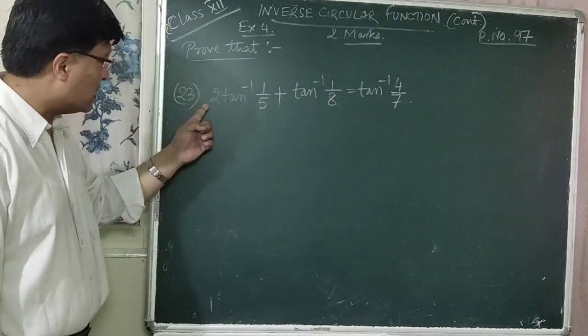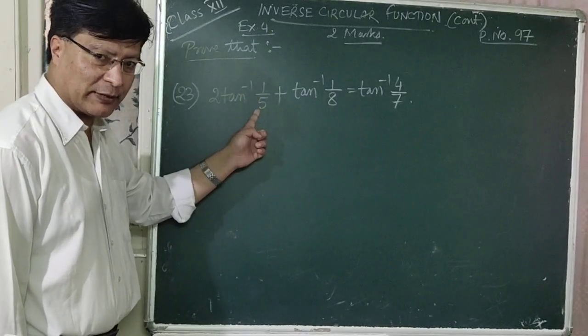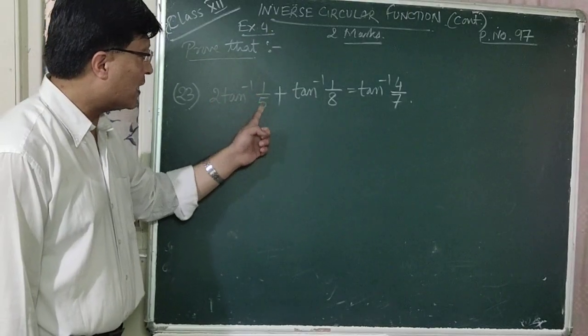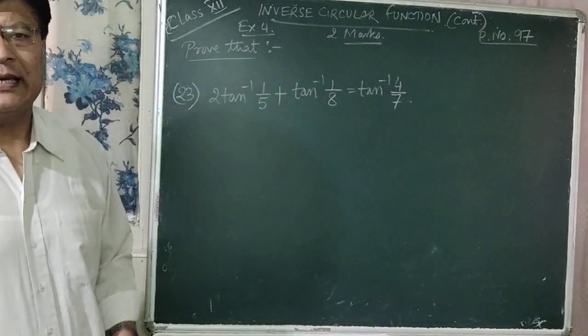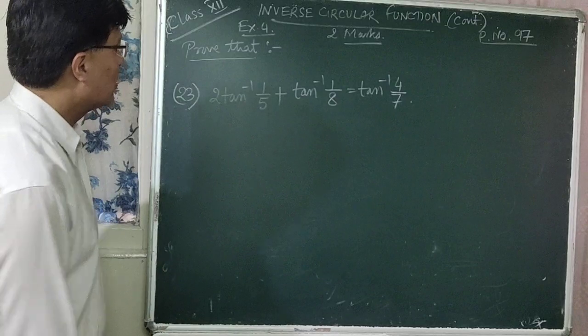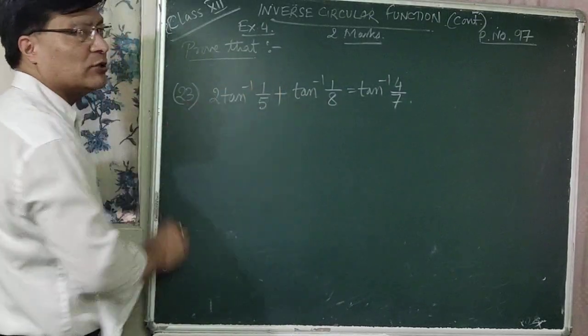Here it is given as 2 tan inverse 1 upon 5. That is on the left hand side. 2 tan inverse 1 upon 5 plus tan inverse 1 upon 8 is equal to tan inverse 4 by 7. You have to prove this LHS is equal to RHS. So first of all, you have to use the formula in this case. So which formula is used here?